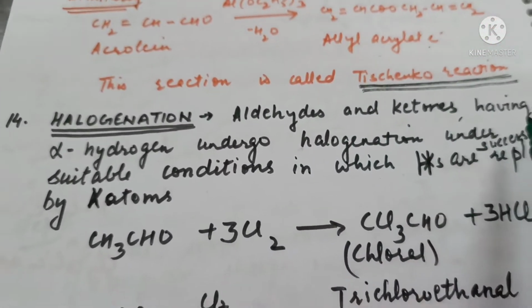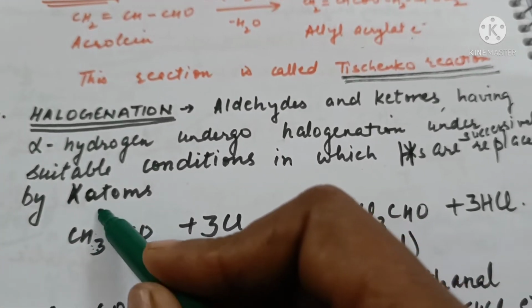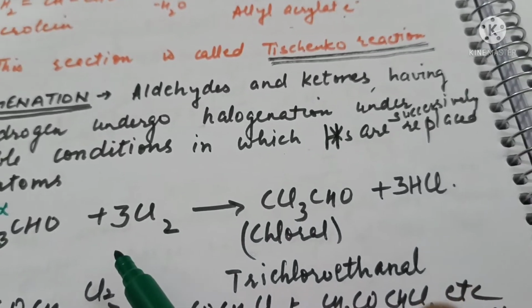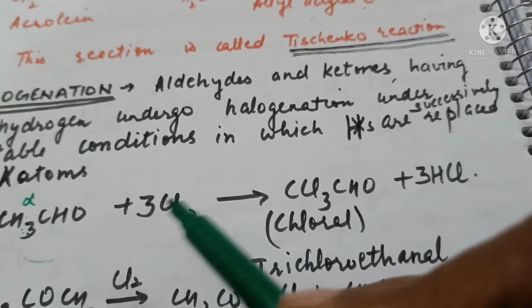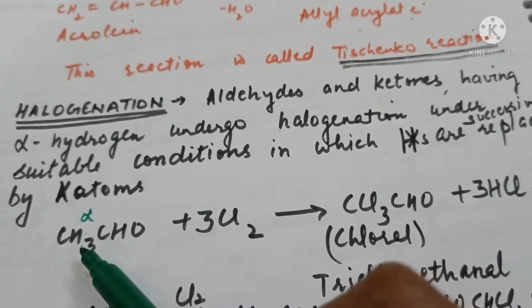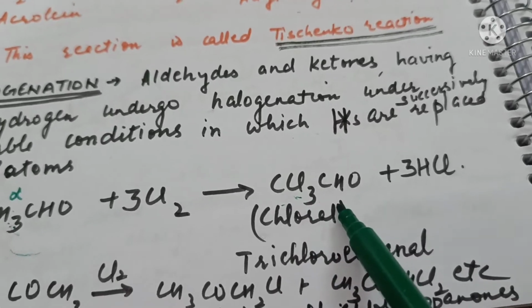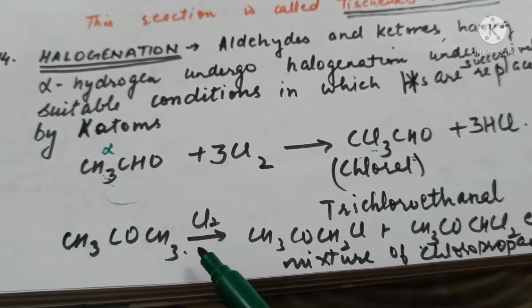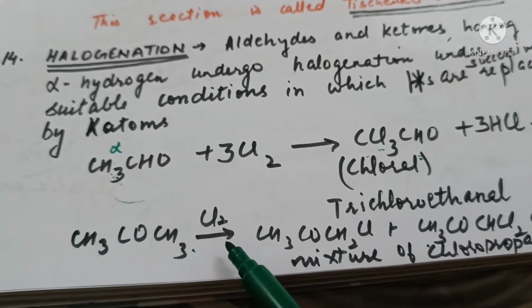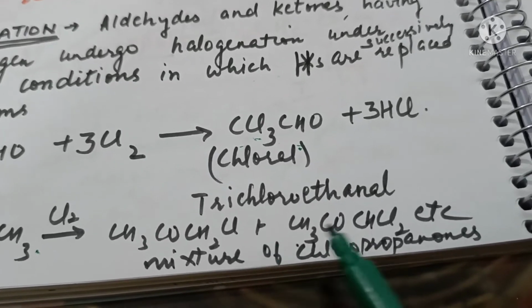Halogenation. Aldehydes and ketones having alpha hydrogen undergo halogenation under suitable conditions in which the hydrogens are exchanged or replaced by halogens. So all three alpha hydrogens will be replaced with Cl3. We get chloral along with HCl. Similarly, acetone can also undergo halogenation, chlorination, to form a mixture of chloropropanones.